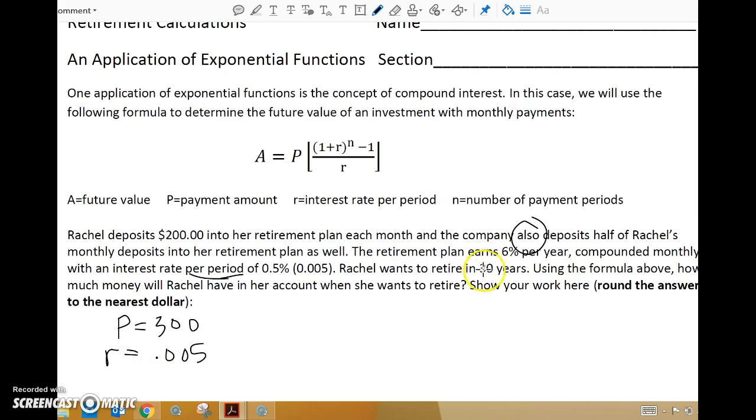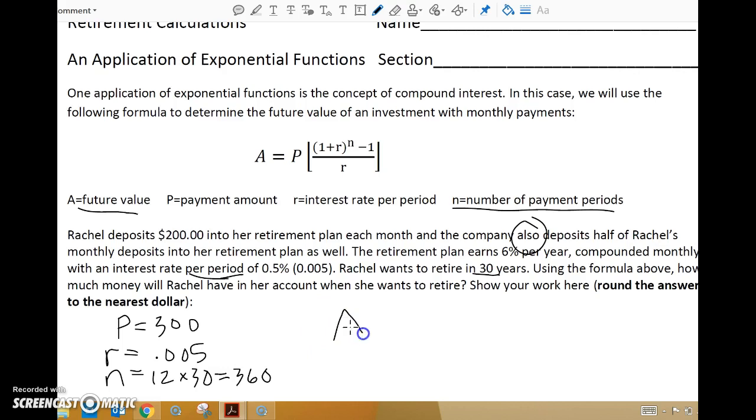And she wants to retire in 30 years. So that's going to play into the N, because N stands for the number of payment periods. So N is not 30 because she doesn't pay once a year. If she paid once a year, N would be 30, but she's paying 12 times a year for 30 years. So N is 12 times 30, so N is 360. And that's all the letters we need. A is the future value, so that's the amount we're trying to solve for. How much will she have when she retires?